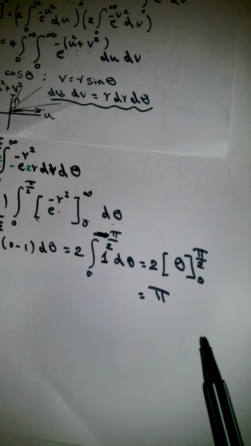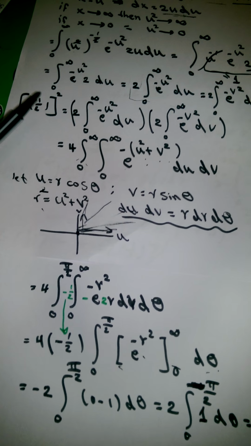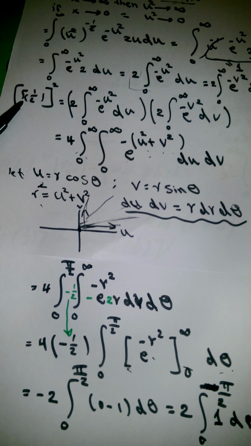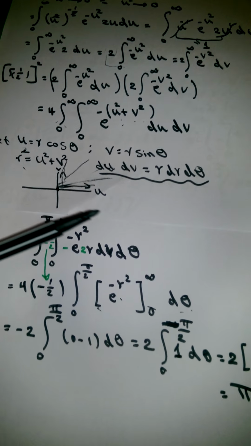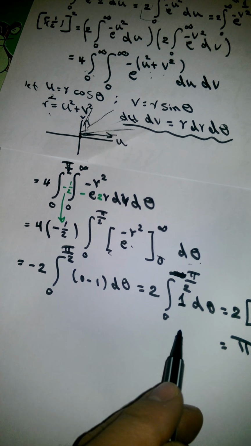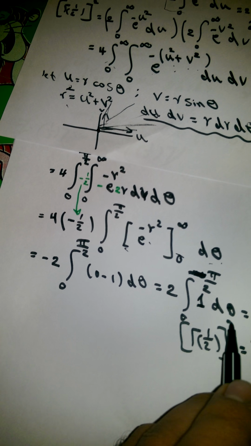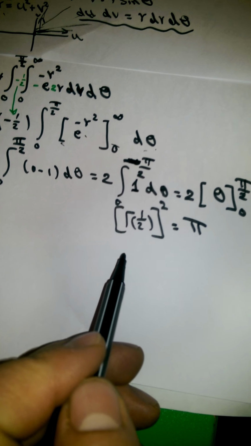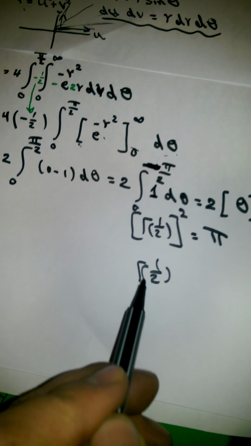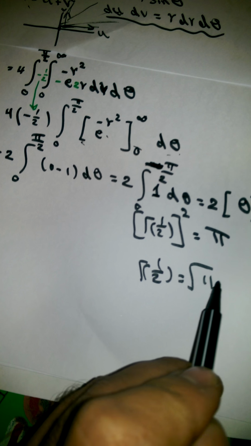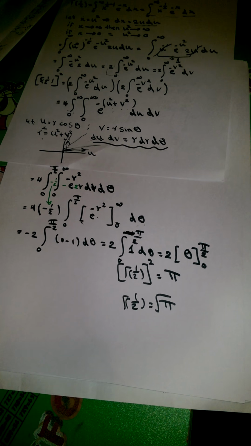And if you remember, we squared the gamma of 1 over 2. Now step by step, we have the gamma of 1 over 2 square is equal to pi. Then the gamma of 1 over 2 is equal to the square root of pi.